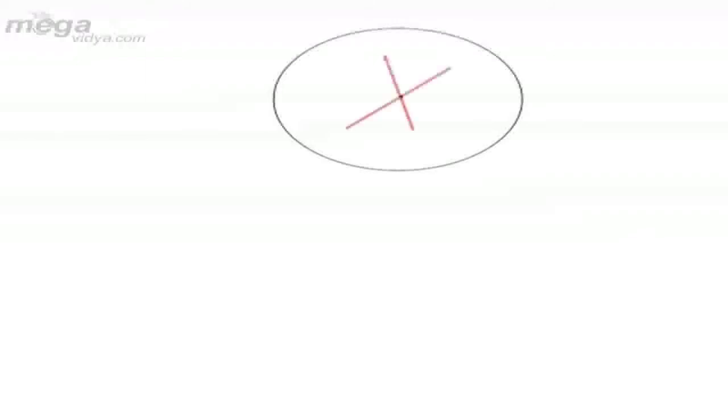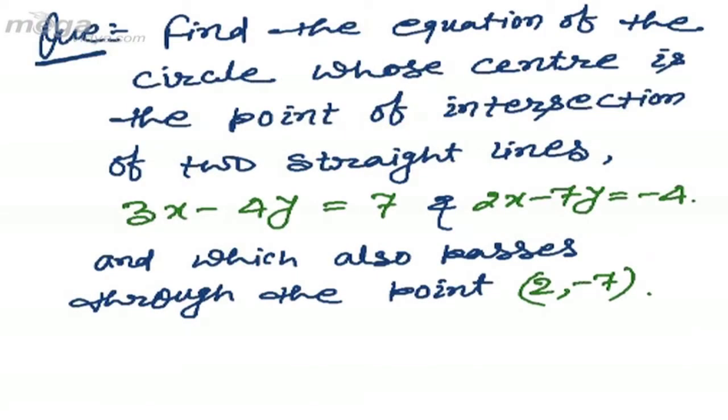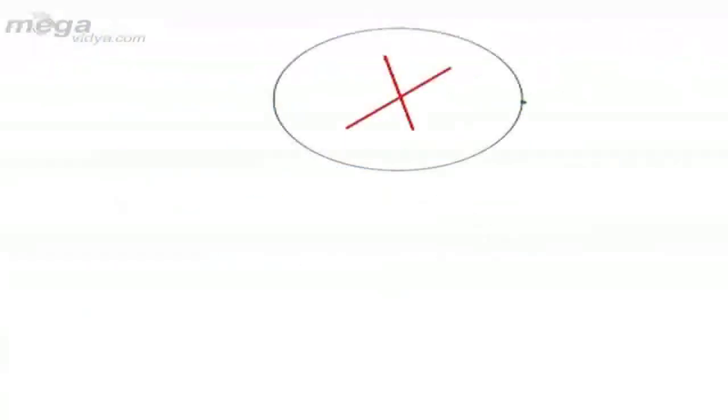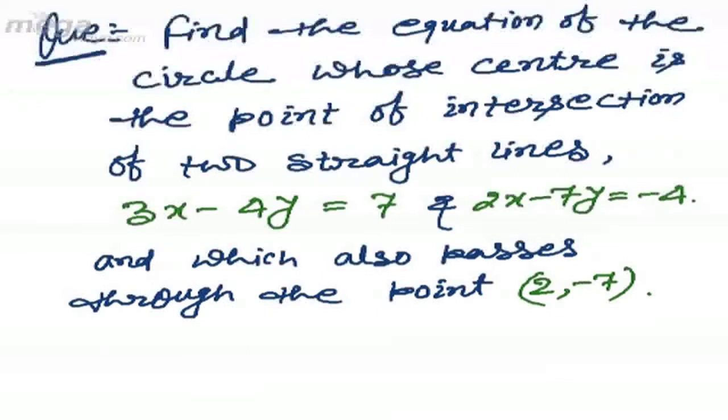If you draw the figure, you can see here this is the center, and these two lines are given, and this circle is also passing through this point, which is given as (2, −7). This is the center, and that center we will find by solving these two straight lines, because it says whose center is the point of intersection of these two lines, 3x − 4y = 7 and 2x − 7y = −4.